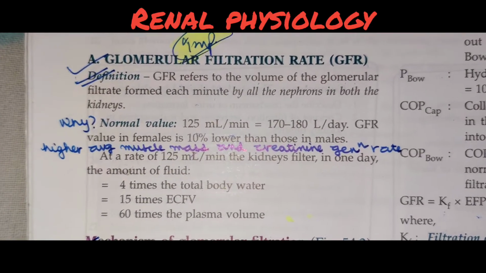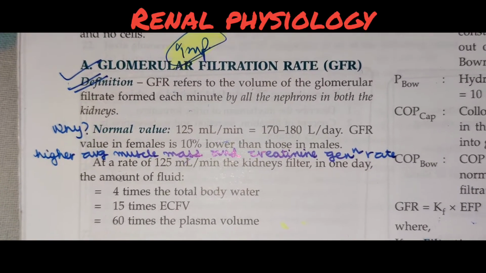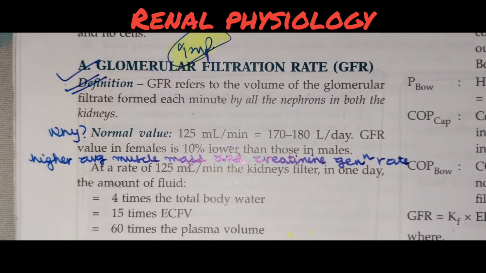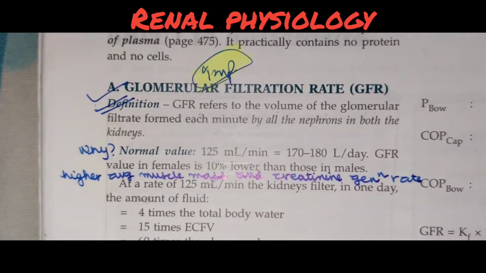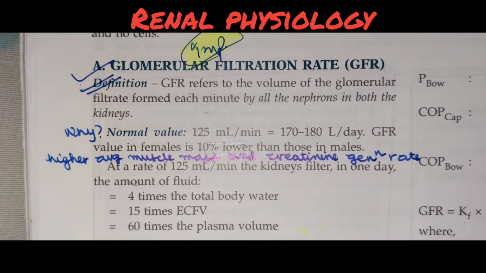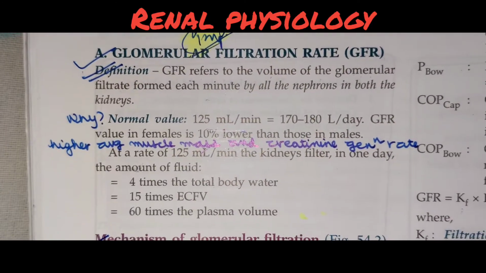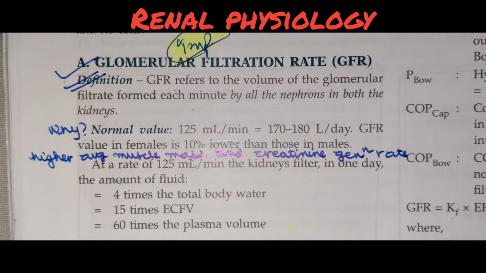Okay, so the normal value is that in 1 minute all the nephrons of both the kidneys form 125 milliliters of glomerular filtrate, and in 1 day it is 180 liters. In females it is 10% lower because of lower average muscle mass.